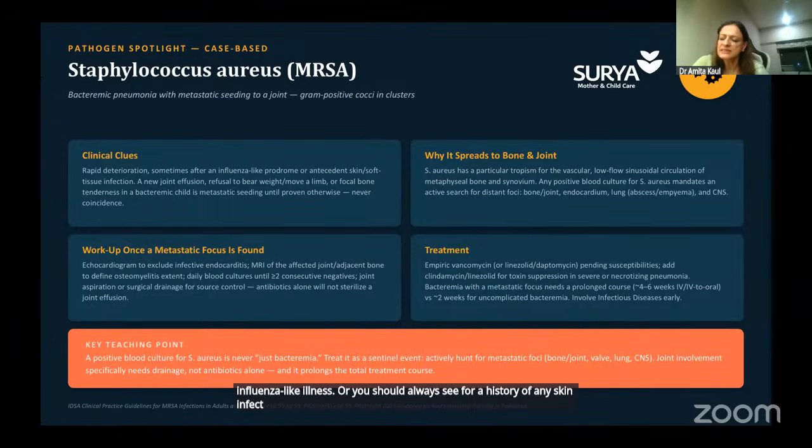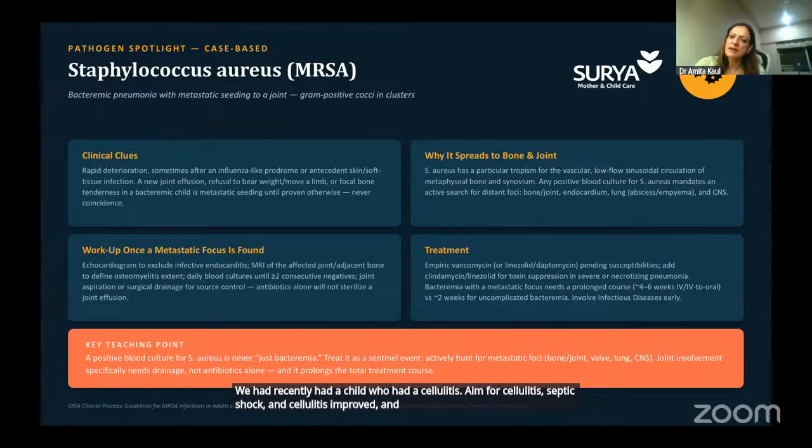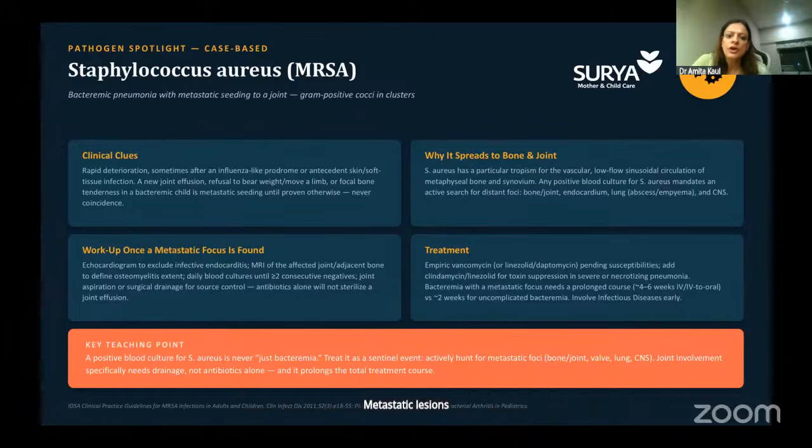We have a lot of times we see children. We recently had a child who had cellulitis. Came for cellulitis, septic shock, and the cellulitis improved, and suddenly the child developed distress. And we did an X-ray. We found empyema there. So staph is known to cause these things. So you will have to keep screening the children where you are suspecting staph for metastatic lesions, a new joint effusion, or a focal bone tenderness.